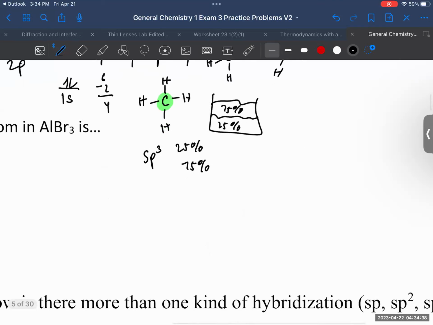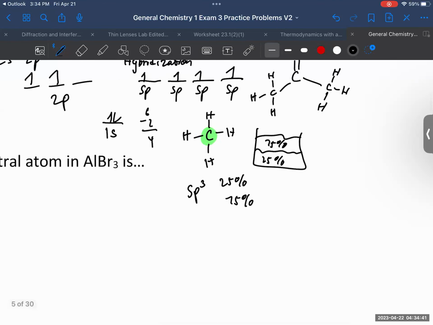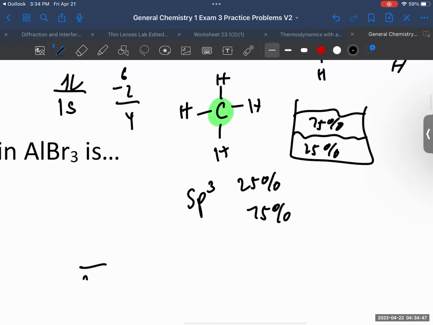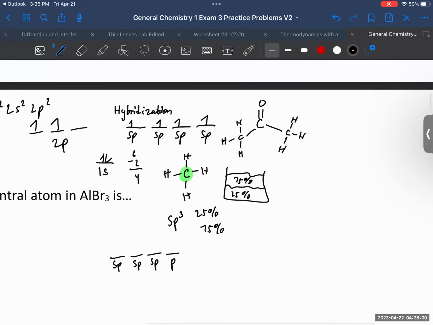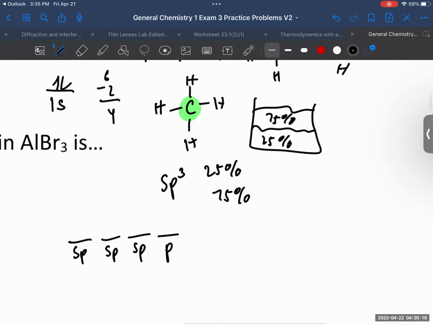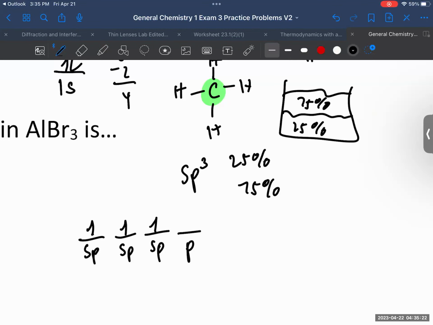To answer your question about what this is, we deploy the same approach with the hybridization here. We get 3 sp2 hybrid orbitals, sp, sp, sp, and a p. Three of these electrons form sigma bonds right here. Each of these is 1 sigma bond. Sigma bond, sigma bond, sigma bond.